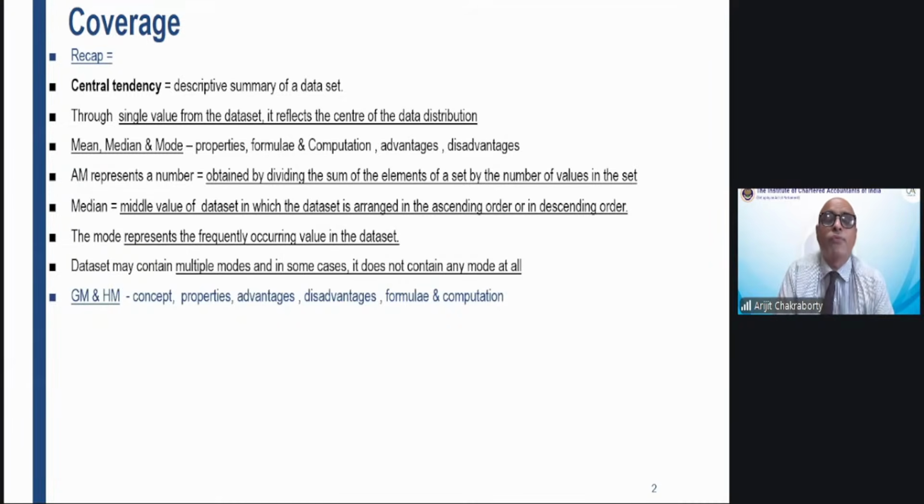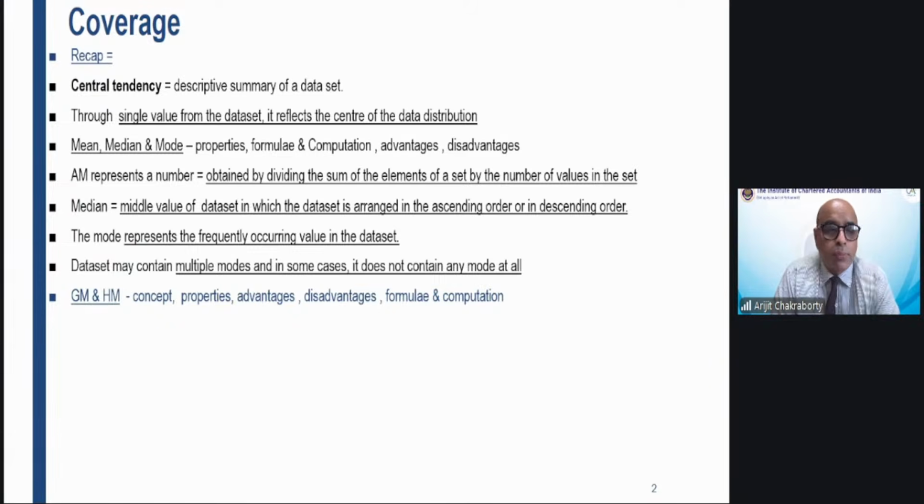And of course, apart from mean, median, and mode, we had covered a detailed discussion on quartile, percentile, and decile, as well as the process of calculation and the concept of these measures. Today, we are taking up the last two important points, and that is geometric mean as well as harmonic mean.